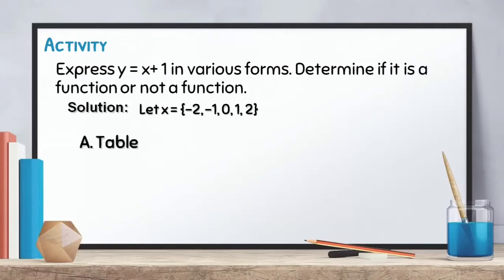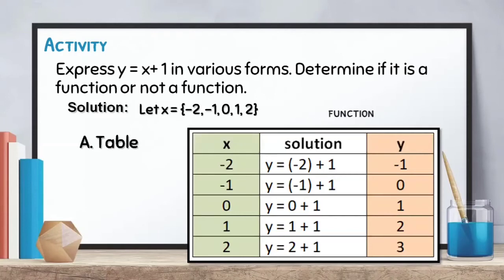First, let's have a table. In this table, we have here our x values. And we're going to use our equation, which is y is equal to x plus 1, as our rule. And then we're going to have here the y values. So for -2, we replace x with -2, and that would be -2 plus 1. -2 plus 1 is equal to -1. And that is the y that corresponds to the value of x, which is -2.